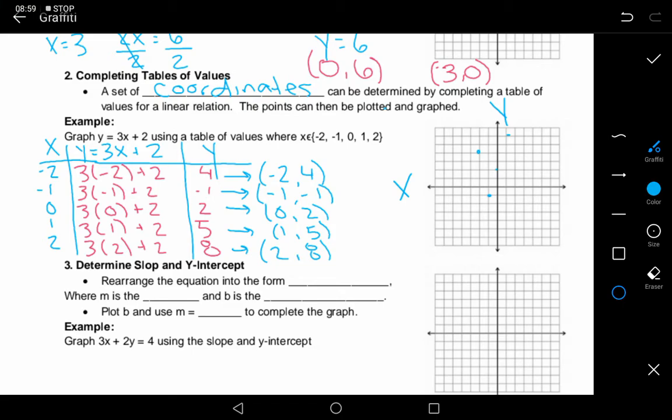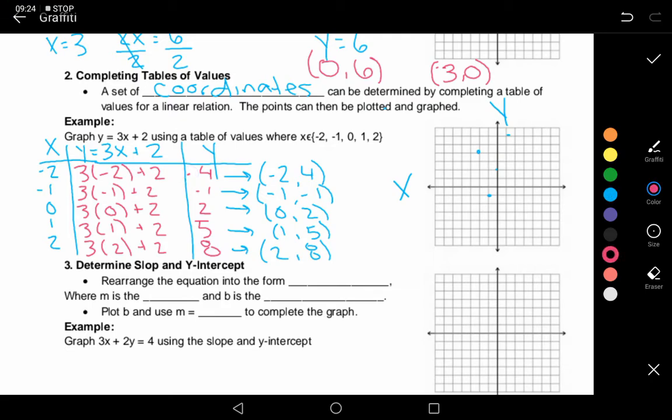So I can see right away that I've made a mistake somewhere because this is not giving me a straight line. So I'm going to go back and make sure that I calculated everything correctly. Okay, and I can already see where my mistake was. For this first one where I subbed in -2, I had -6 plus 2 and I put +4. That should have been a -4.